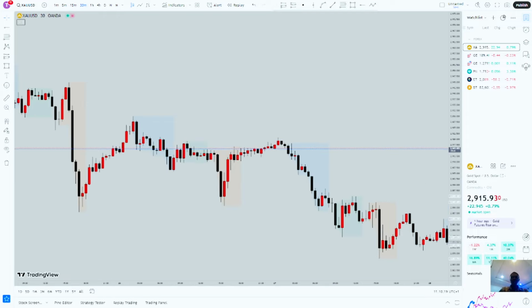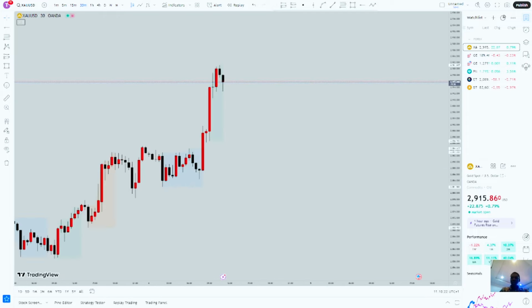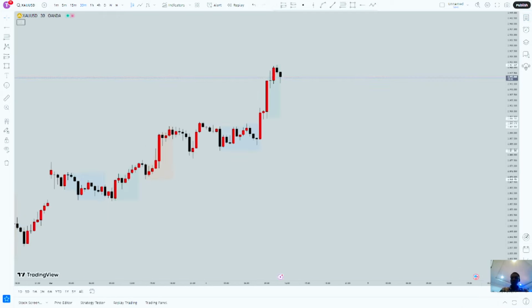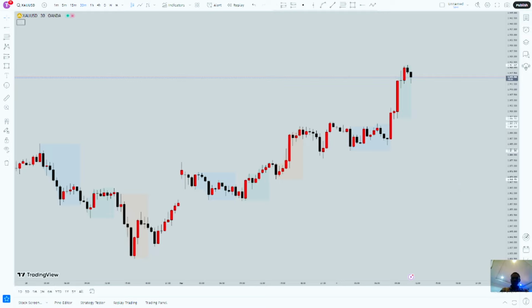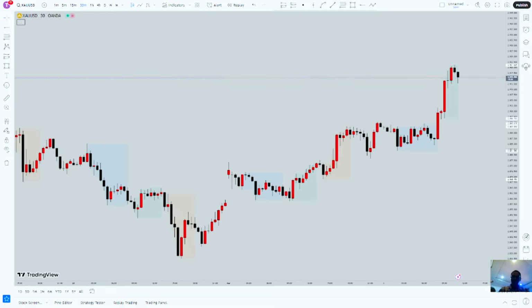This is the 30-minute time frame, and as you can see, this is the chart. Now, this was yesterday. What I did was I just marked the Asian high of yesterday. When I came to my chart, I marked the Asian high, which is right here. As you can see, that's the Asian high.